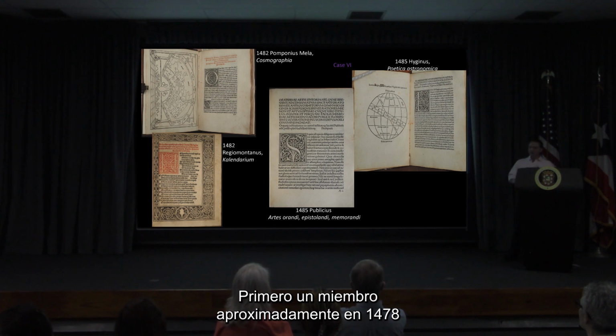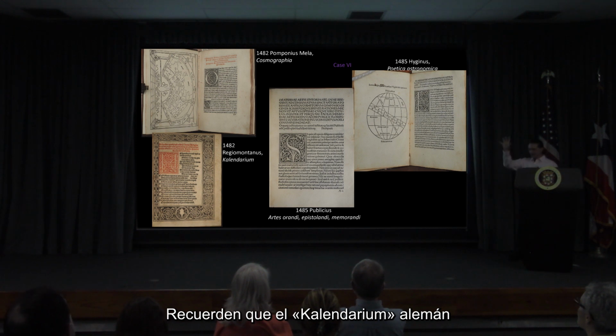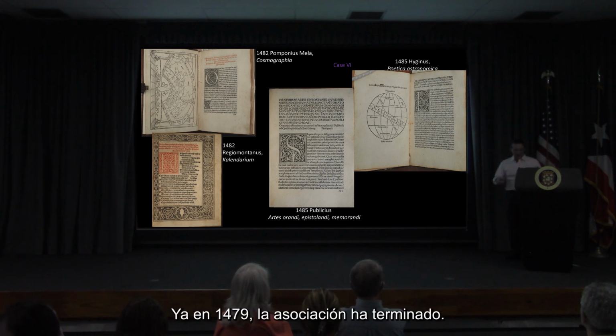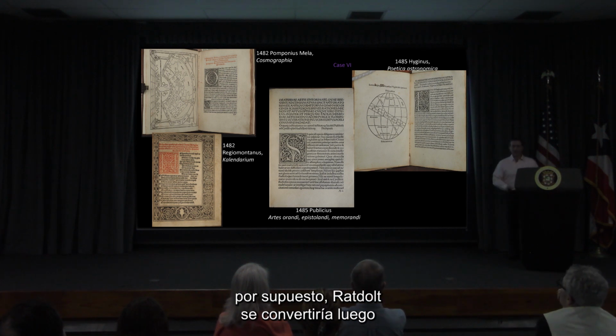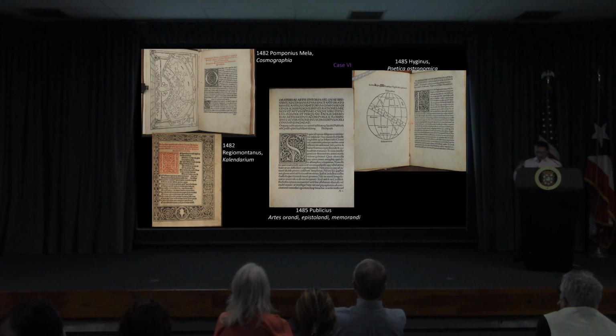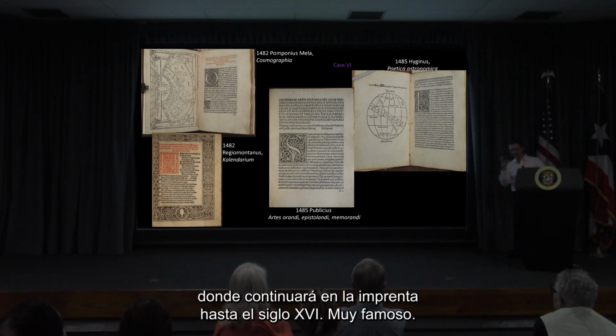Next vitrine, I give you what happened after the partnership that fell apart. First, one member, sometime in 1478, jumped ship. Remember, the German calendarium only had two printers at the bottom. By 1479, the partnership is done. Certainly one of the partners continued on his own, and of course Ratdolt went on to become one of the biggest names in printing in the 15th century. Ratdolt by himself stays in Venice until 1486, and then he goes back to Augsburg, where he'll print all the way into the 16th century, very famous.